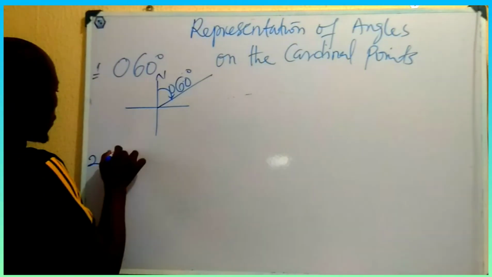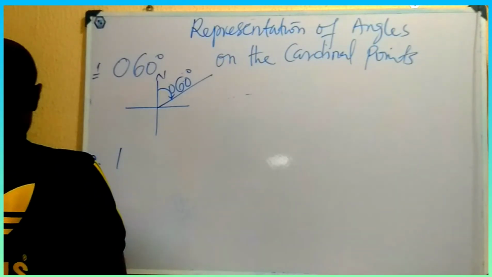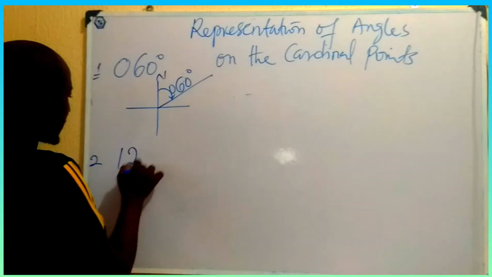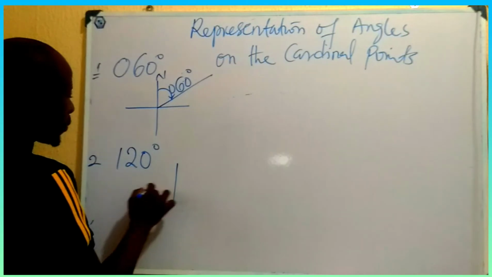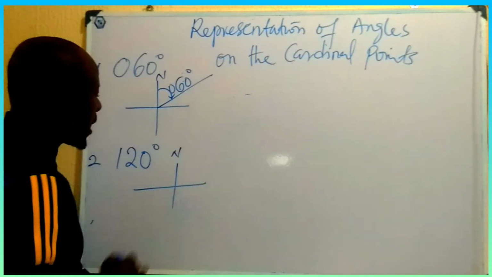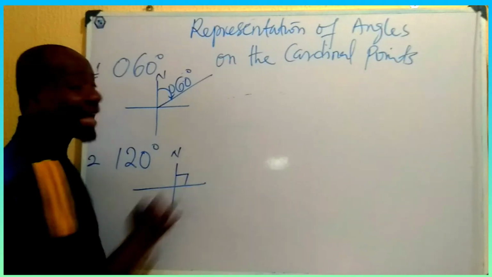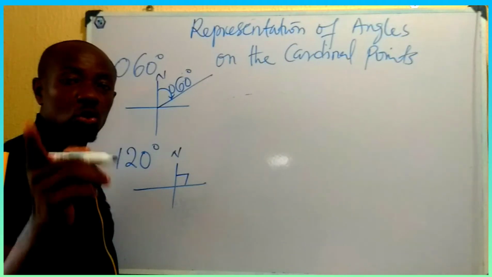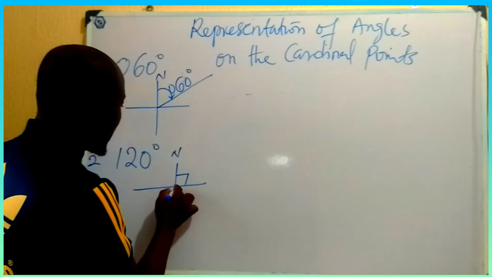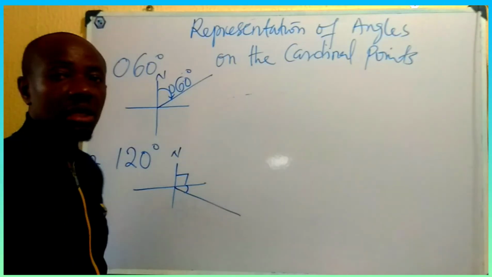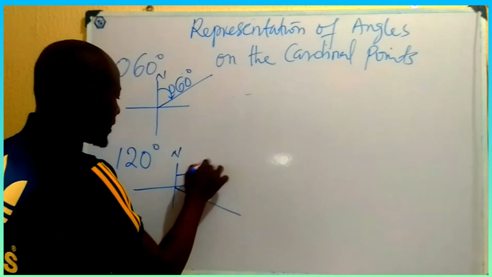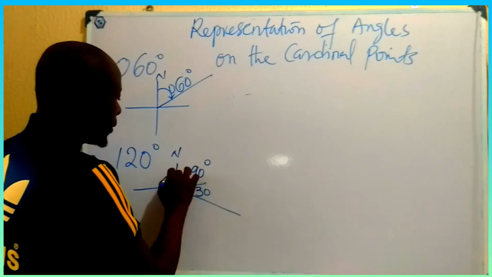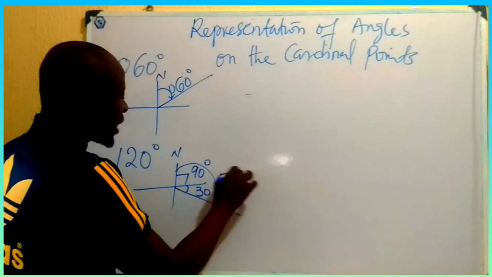Let's represent 125 degrees. 125 degrees. Or 120 degrees. So to represent 120 degrees, remember that this place we take 90 degrees. 120 minus 90 will give us what? 30 degrees. So the remaining 30 degrees, we enter the second cardinal point. So this place we take 90, and this one we take what? 30. So that when you add everything here, you have your what? 120 degrees.